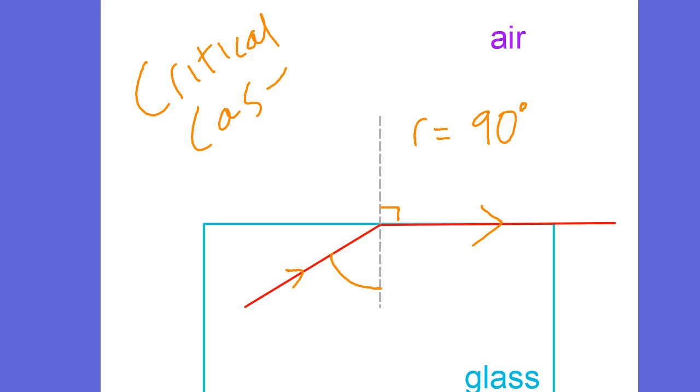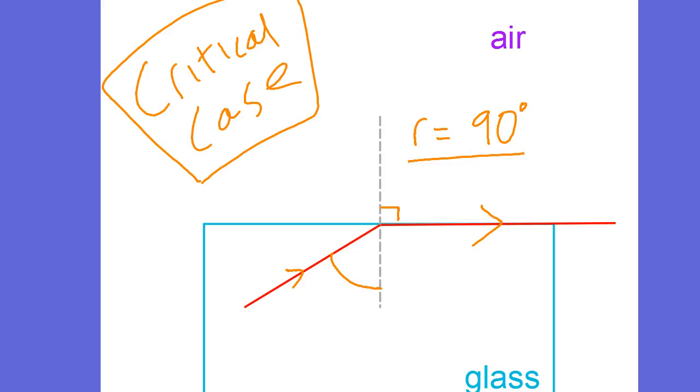And we call this the critical case. The critical case is the point at which the angle of refraction is 90 degrees. We say that this occurs when the angle of incidence is equal to C, which is the critical angle. So the critical angle is just a very specific angle of incidence where we get an angle of refraction of 90 degrees.